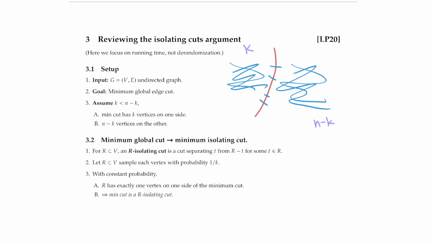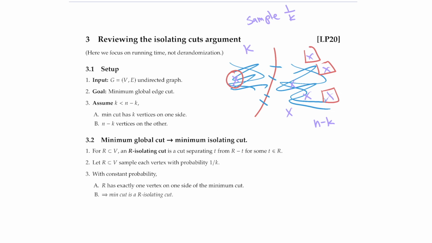So if I knew that there were k vertices on the small side, which we can guess, let's sample each vertex with probability 1 over k. Okay, and with constant probability, I only get one vertex from the small side, and then maybe a lot more vertices from the large side. But the point is that I have one on one side and everyone else on the other. Okay. That means that our cut is an example of an isolating cut in the sense that it isolates this one vertex from all the other vertices. Okay, that's what an isolating cut is.